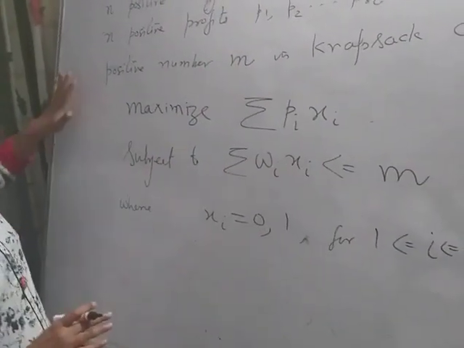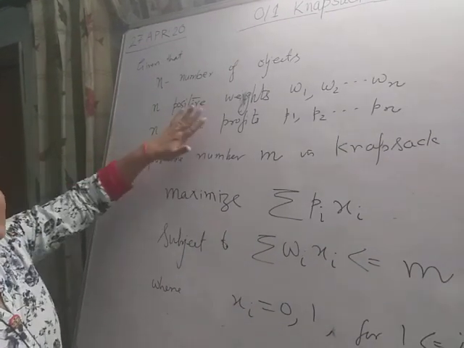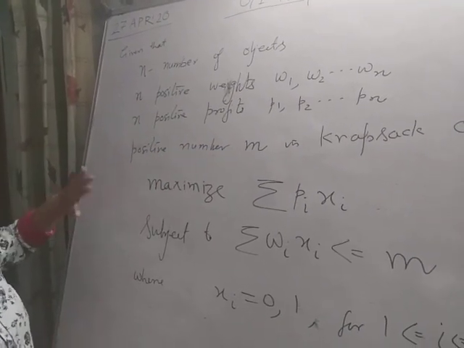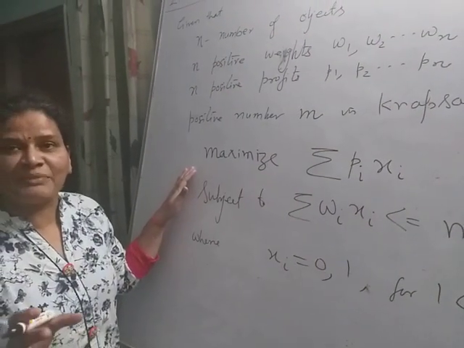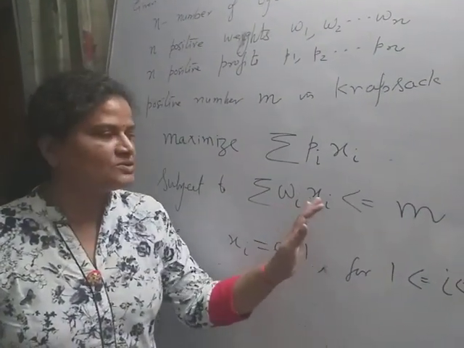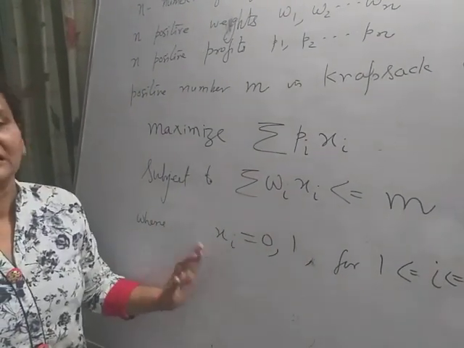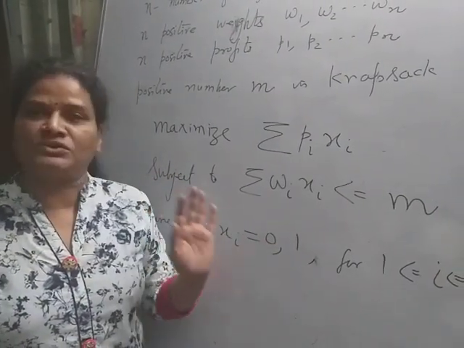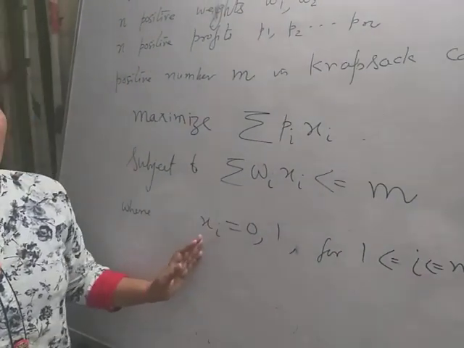So here everything is the same: n objects, with weights and profits associated with them, and one knapsack whose capacity is m. Our objective is to maximize the profit, that is, to fill the bag in such a way that the maximum profit is achieved, and the condition is that the knapsack capacity should not be exceeded, and either you include the whole object or you exclude it. This applies to all the objects.